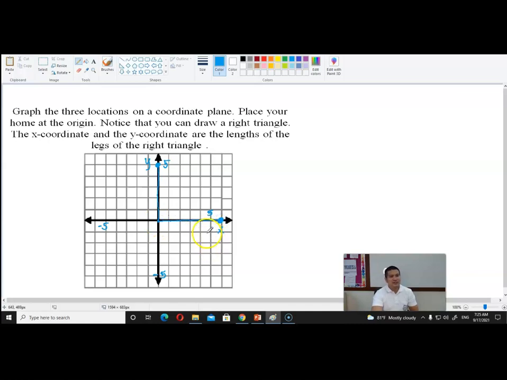Now what we are going to solve is the distance between these two points. From the point x going to the point y, which will form a right triangle. So how will we solve this now? Using our Pythagorean theorem. Okay, so for the use of Pythagorean, what is the formula again for Pythagorean?